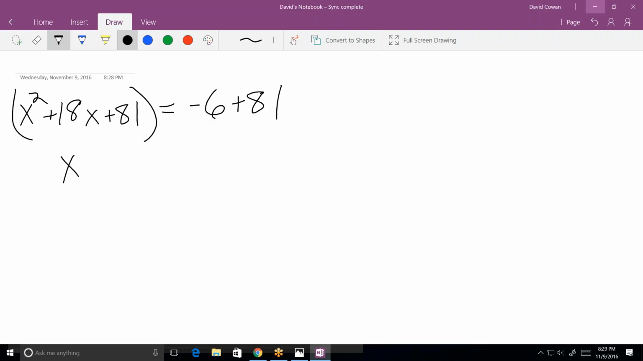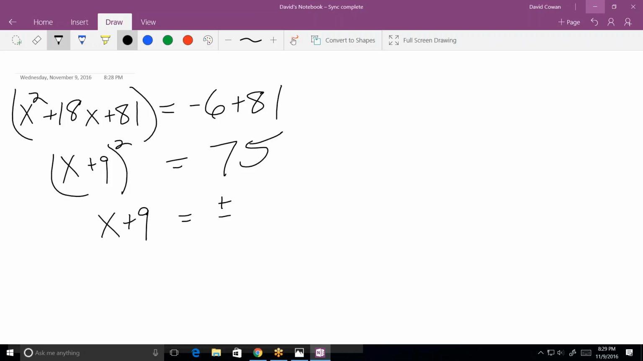Okay, how can I write this now? So it'd be x plus 9 squared is equal to 75. Next step. Find the square root of both sides, so it'd be x plus 9 is equal to plus or minus root 75. Root 75, yeah. That's twice that you've done that. In other words, if you're going to take the square root of both sides, you got to take the square root of the right side.